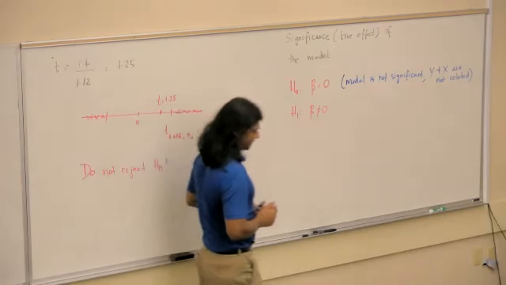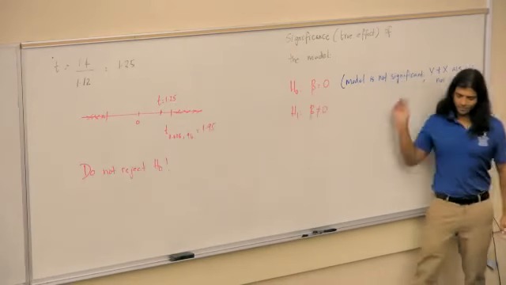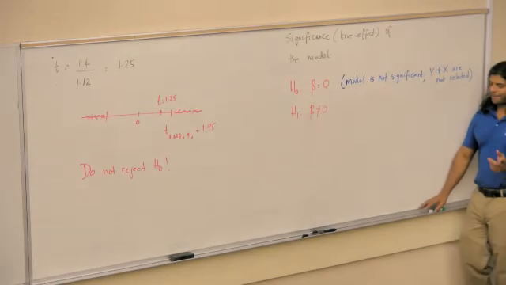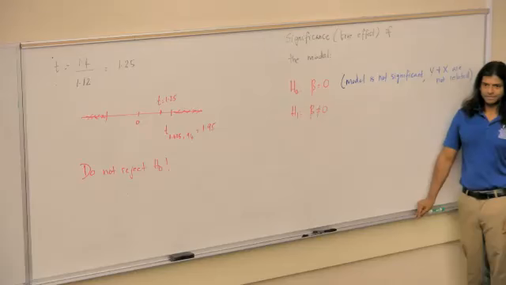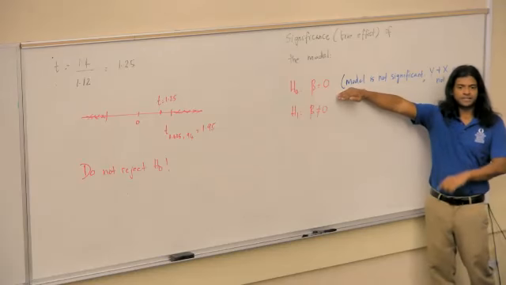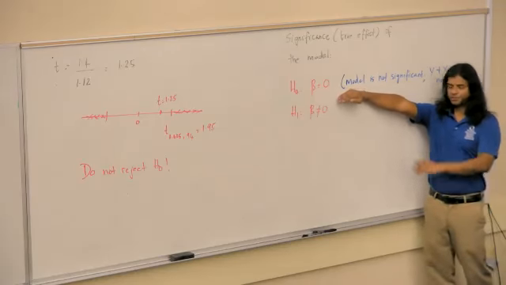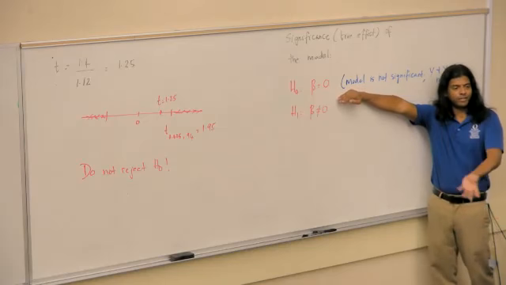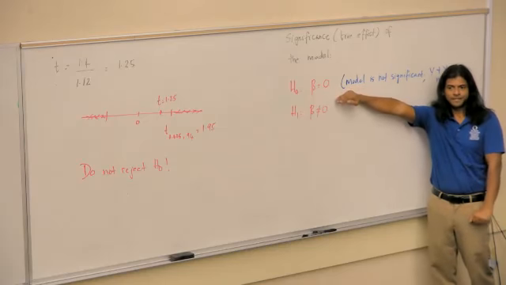If I don't reject the null, I want you to look over here. If you don't reject the null, is the model significant? Yes or no? No. Are y and x related? No, because we found evidence towards the null. We did not reject the null, which would mean beta is zero. If beta is statistically zero, then y and x have no relationship at all. Does that make sense? Okay.